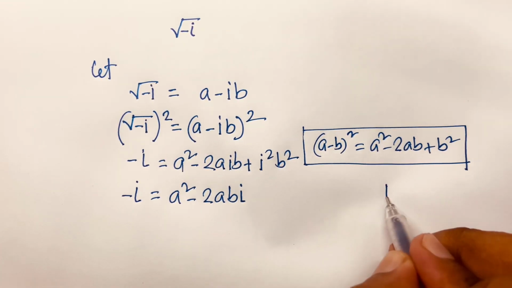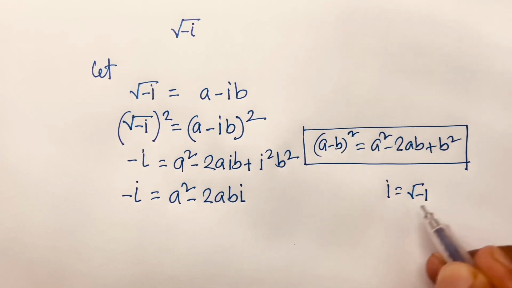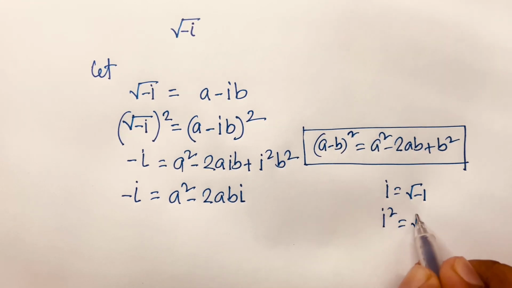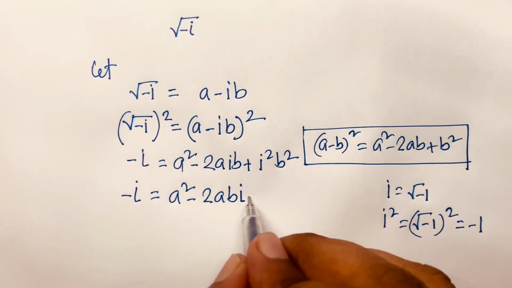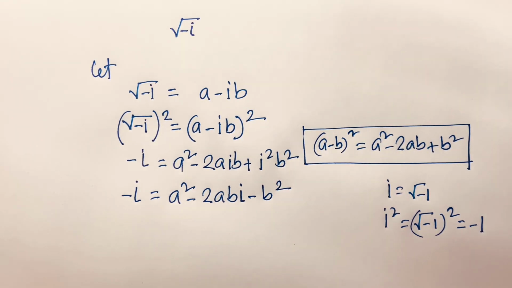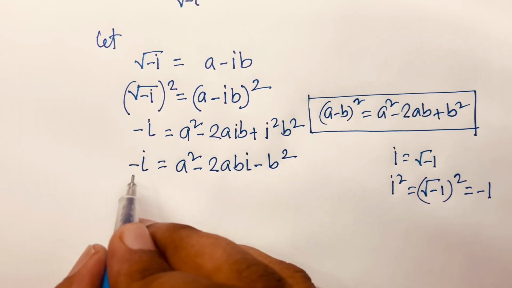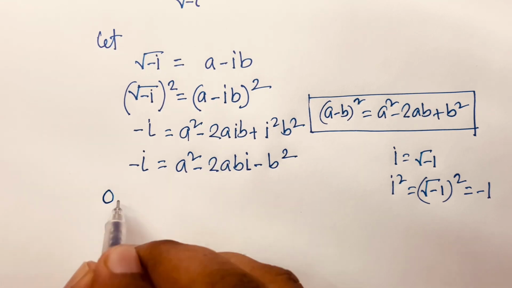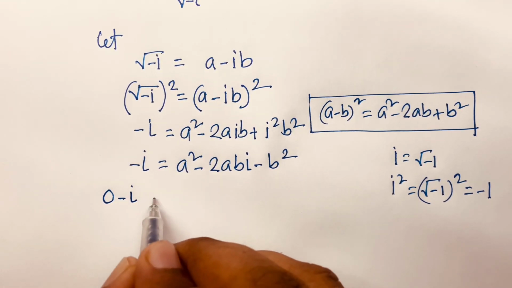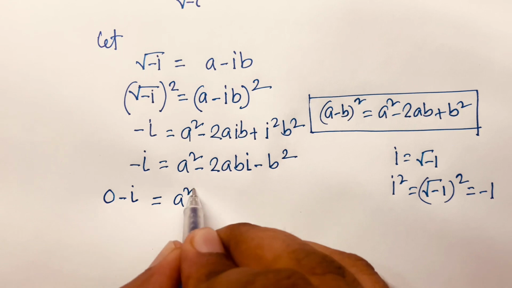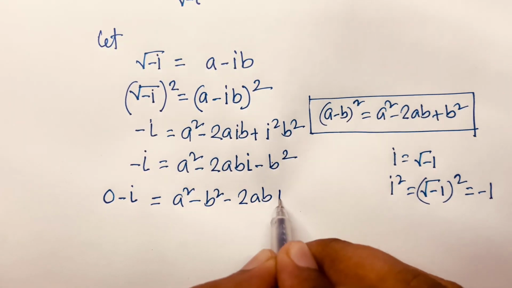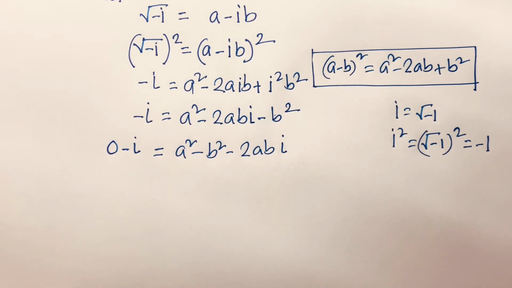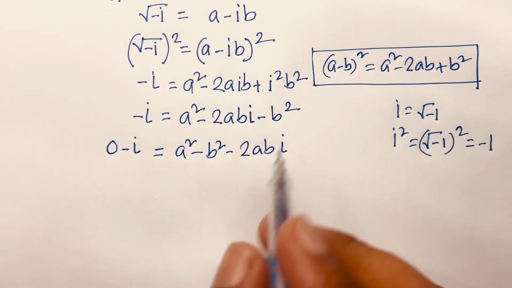We know that i is the square root of minus 1. So i square will be (square root of minus 1) to the power 2. The square root is cancelled, so it will be minus 1. So I can say minus b square. Then minus i, it will be 0 minus i is equal to a square minus b square minus 2abi. Now we compare the real part and imaginary part.